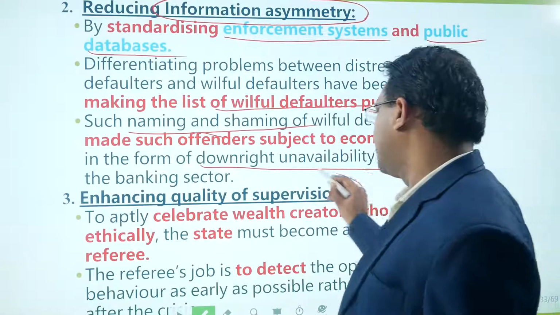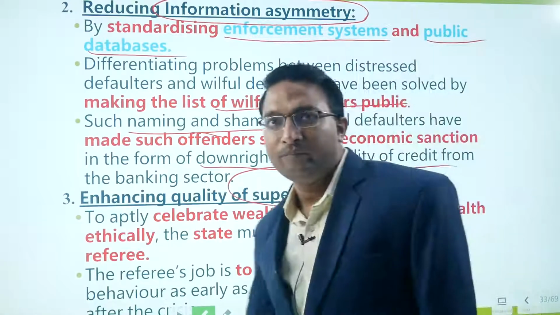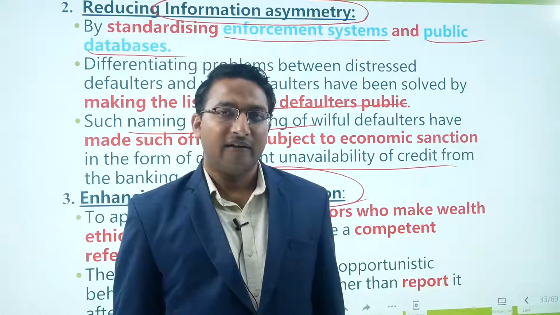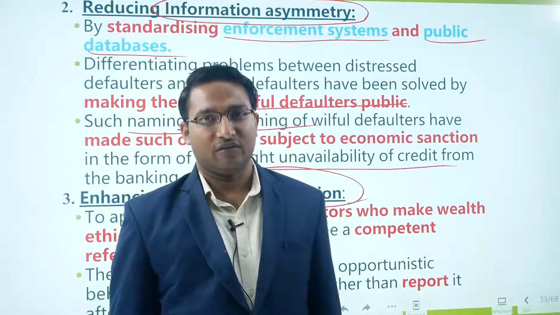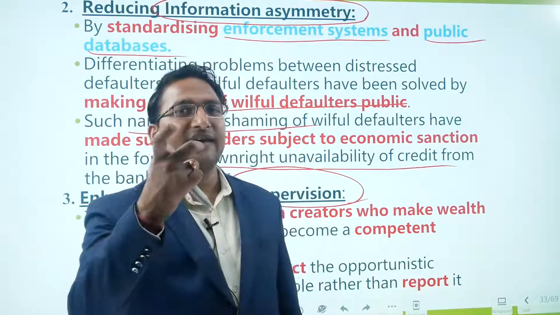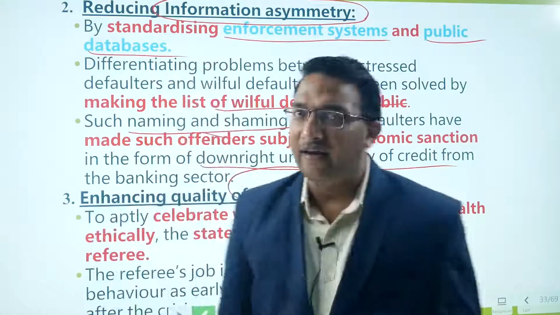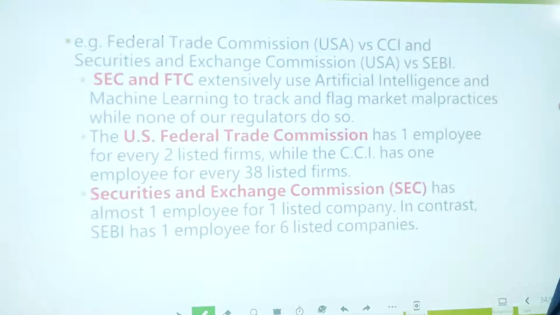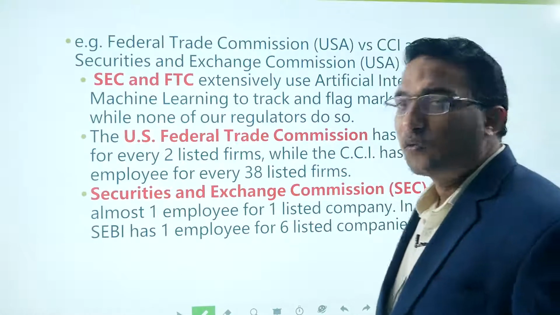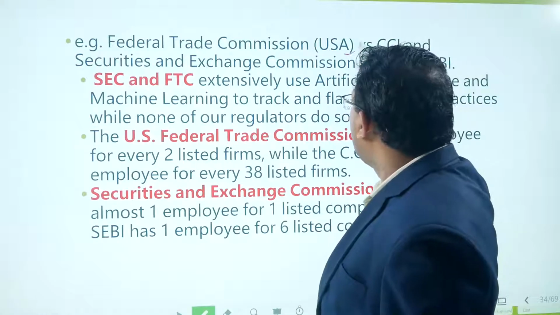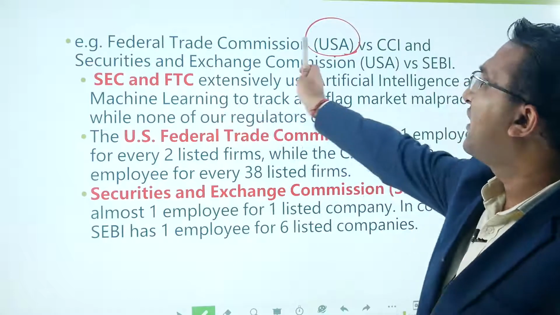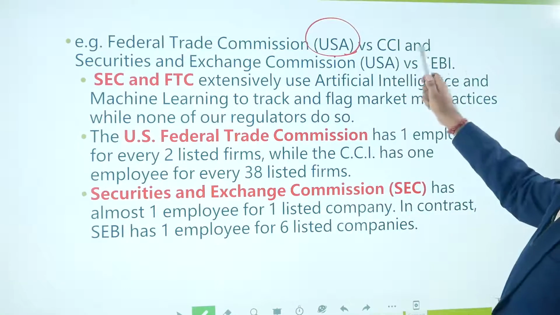Enhancing the quality of supervision. Quality of supervision is very, very important. Good governance means that supervision has to be very quick, efficient, effective, and fair. So equity, efficiency, and effectiveness, all these three have to be there in the supervision. However, in India, we see, if we compare India's supervision with the supervision of the USA agencies, we find a lot of lacunas. For example, the Federal Trade Commission versus the Competition Commission of India.